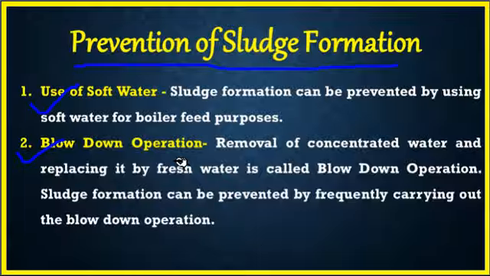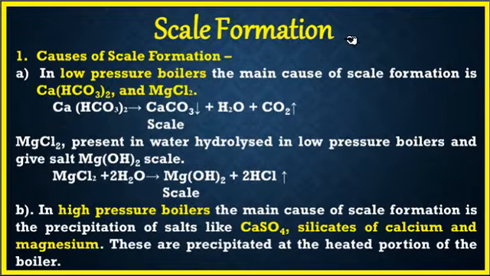Second one is the blow down operation. What is blow down operation? It is the removal of concentrated water and replacing it by fresh water. So the continuous removal of the concentrated water and its exchange with fresh water is known as the blow down operation, by which we can prevent the sludge formation in the boiler. Now let us discuss the scale formation.